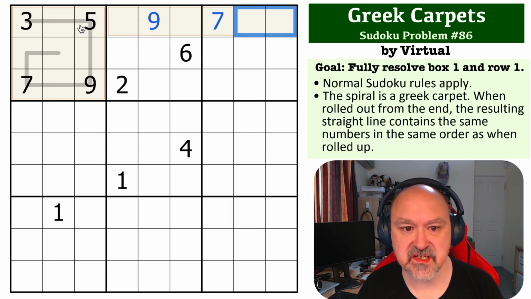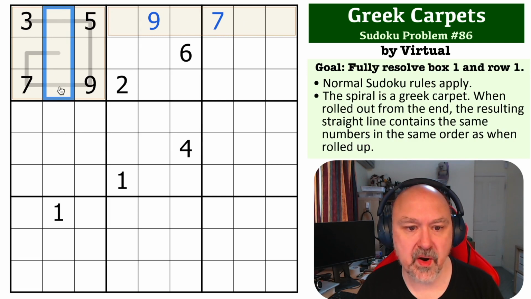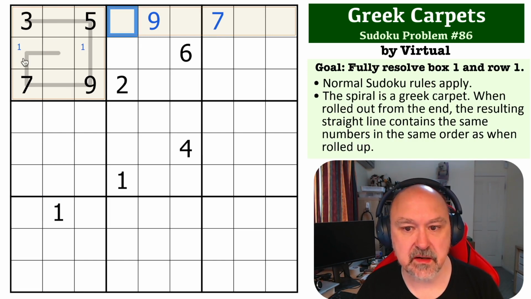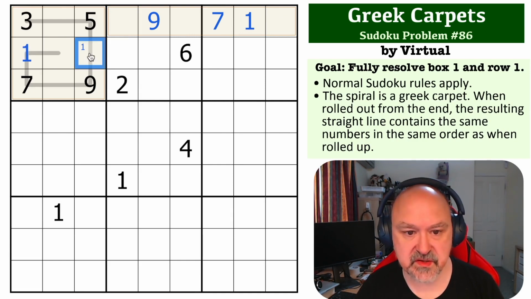Now, what I can then do is look at the digits that I still need to place. Two and six need to go in here somewhere, but what I am going to look at is I can't put one in any of those cells because of Sudoku. So the one is in one of those two cells, either that cell or the second last cell, but I can't put the one in that cell. So this becomes the one, which means this is the second last cell on the carpet when I unroll it.